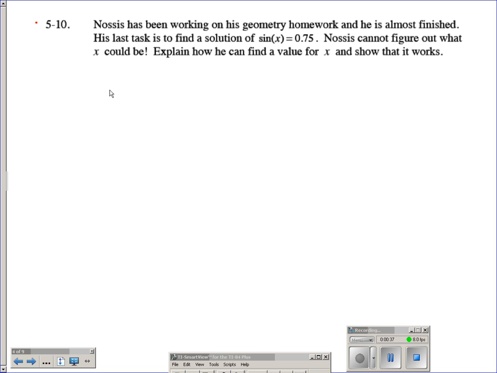So we've got to help out Gnosis. Well, Gnosis is trying to find the sine of x. That's not an x, that's a 0. And which one equals 0.75? Well, to do this, we're going to need to use the inverse of the sine function. So, to do that, we'll say x is equal to the inverse of the sine function of 0.75.